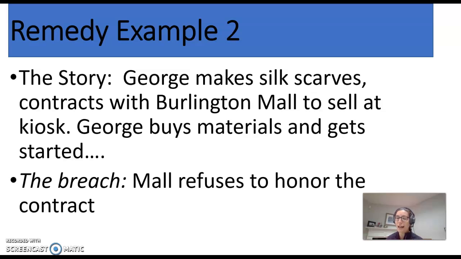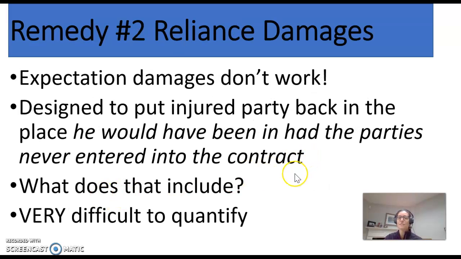And courts do not like to guess on damages. So in a case like this, George doesn't get to use expectation damages. He uses a different calculation, a different type of remedy called reliance, because expectation damages don't work. Reliance damages look a little different.